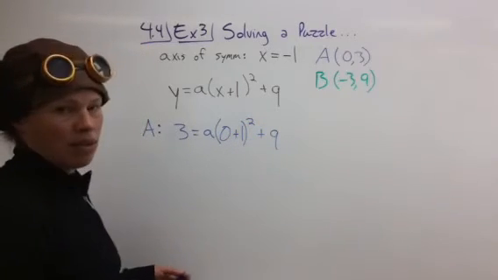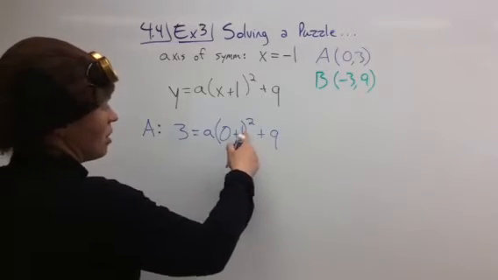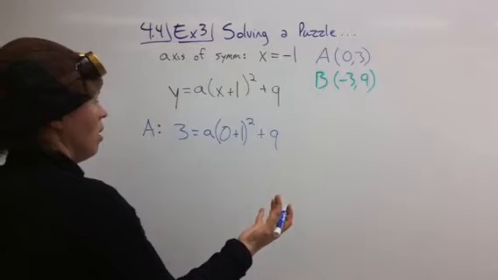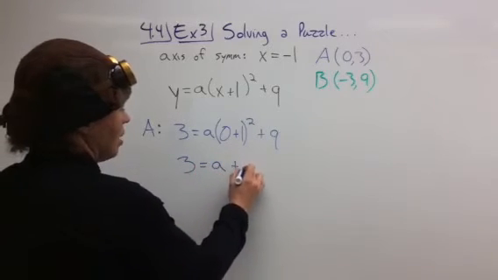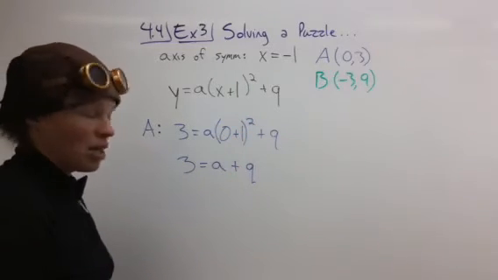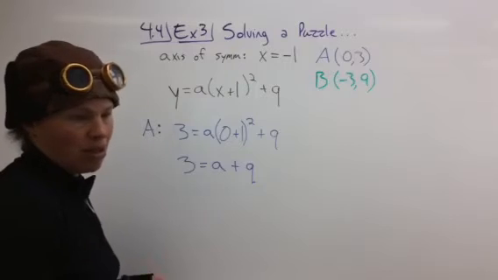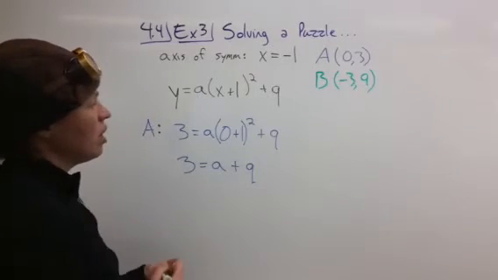So I've done what I can. Now I'll just simplify. 0 plus 1 is 1, squared is just 1. So when I simplify what I can, I end up with a plus q, because this whole thing just became 1, and 1 times a, I could write 1a plus q if you want, it's the same thing. So that's all I can do there for now. I'll go over to b.